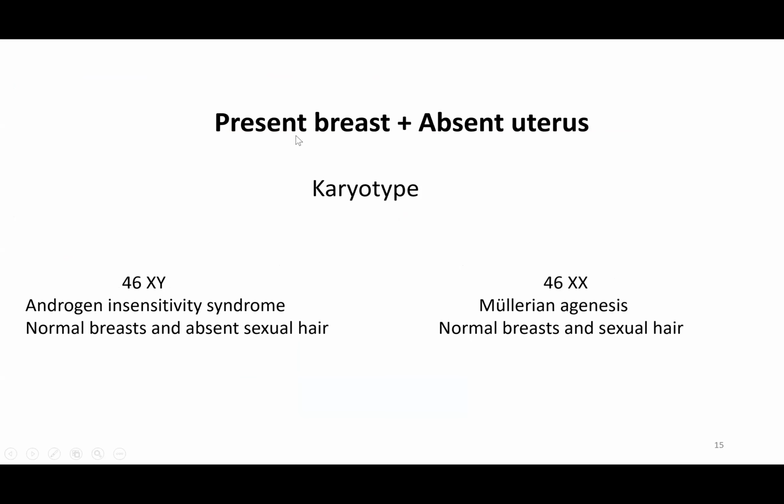In the second category, when we examine the patient and find that she has breasts but her uterus is absent, we will look for the karyotype. In the previous case, we looked at the FSH. Here we look at the karyotype. If her karyotype is that of a female, 46XX, then we will think that there is an anatomical problem, which is Mullerian agenesis, where we cannot find the uterus or it is just a rudimentary organ. Or if the karyotype is 46XY, we will start thinking of androgen insensitivity syndrome, where the patient will have normal breasts and absent pubic and axillary hair.